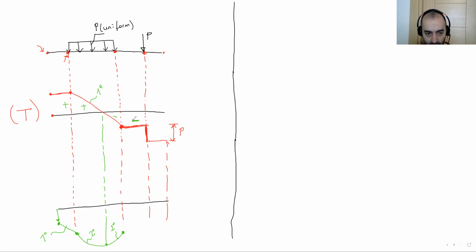After that, as you can see in this portion, there's a constant. So that's why the moment curve will be linear, first degree. And again, this portion is also constant. The moment diagram will be linear. By the way, let me clear and correct this part.